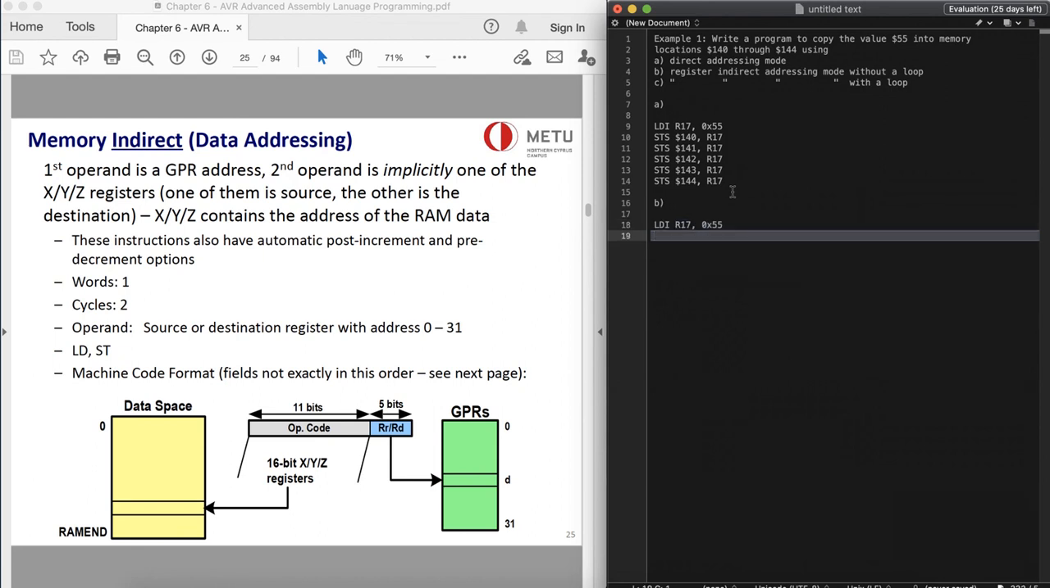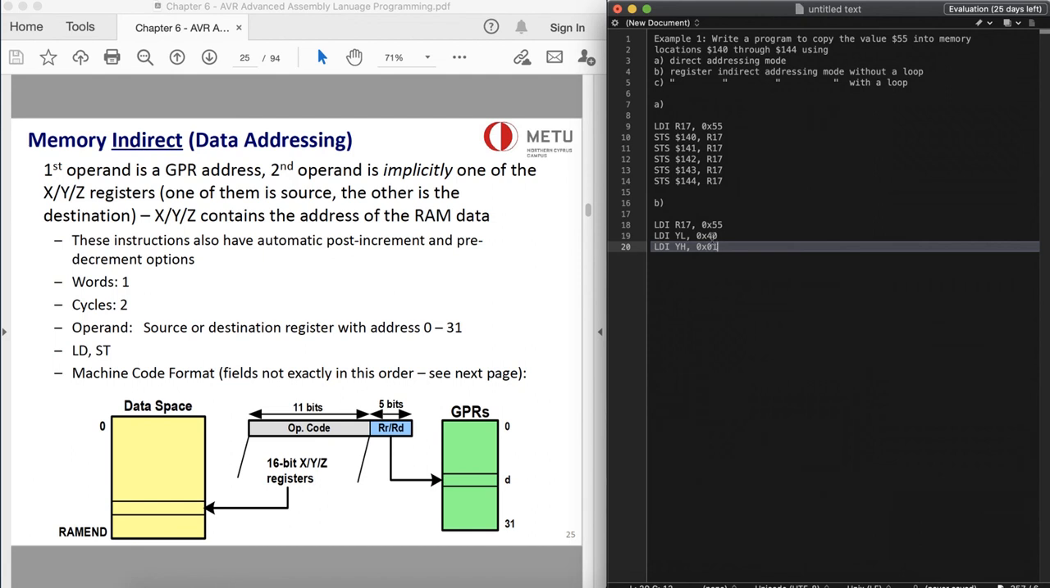Now, we are going to do this indirectly, so we can just say LDI, yes, use register Y, low is going to be, so it's 140, right? So we have to get the 40 into the low. So 0 hex 40 in the low, and LDI YH 0 hex 01 into the high byte.